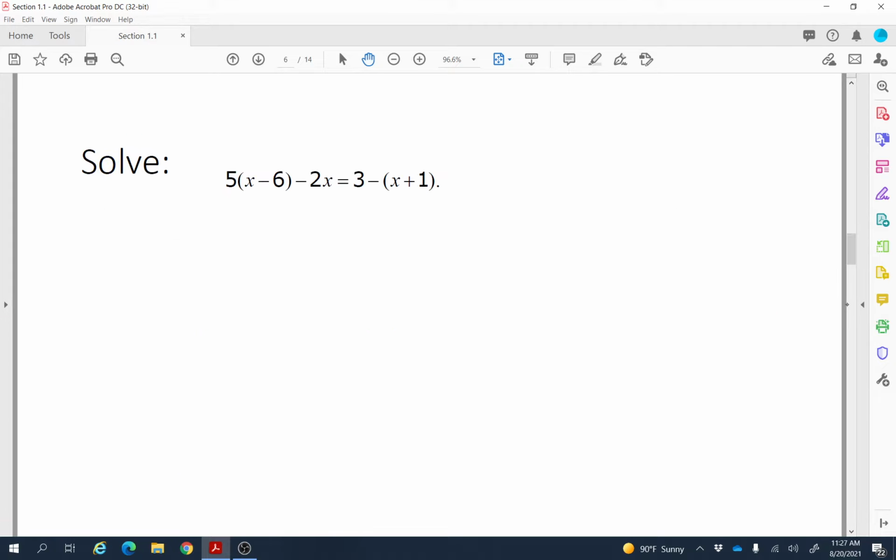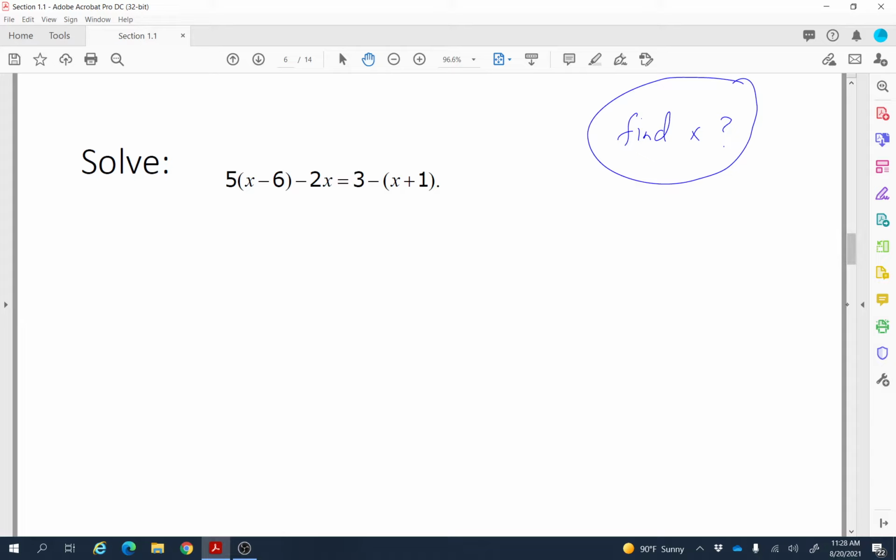So our goal in this section is to solve linear equations in one variable. So let's start with this example here. We have 5 times x minus 6 minus 2x equal 3 minus x plus 1. To solve, meaning we need to find out the value of x. Find x which satisfies this equation.